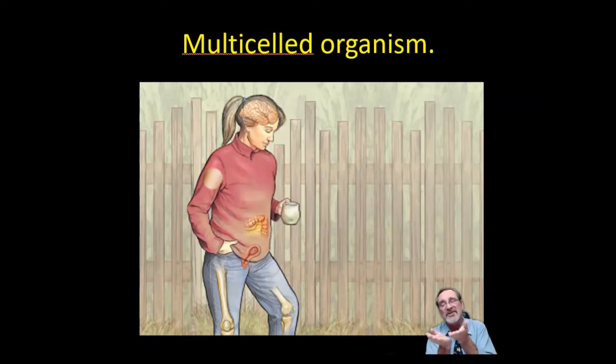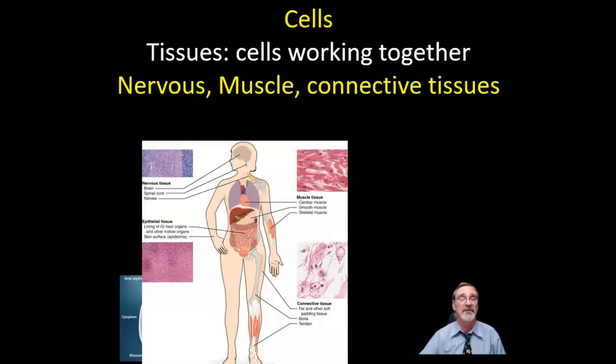There's organization, level after level after level, okay? And so, multicellular organisms. So we got cells, and then the level after cells. Cells working together are called a tissue, okay? Now, tissues are cells working together. Write this down. Test question. What do you call cells working together? The answer is tissues, right?